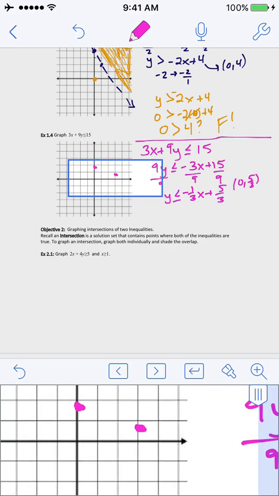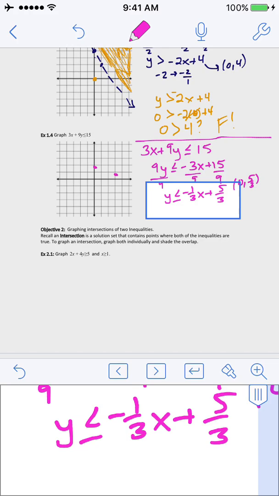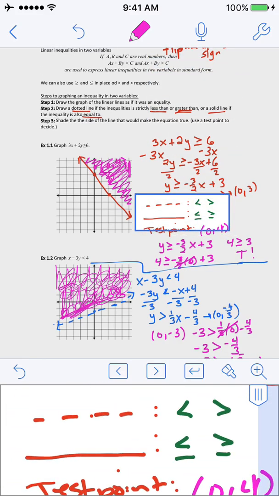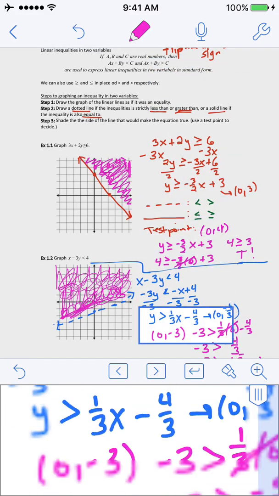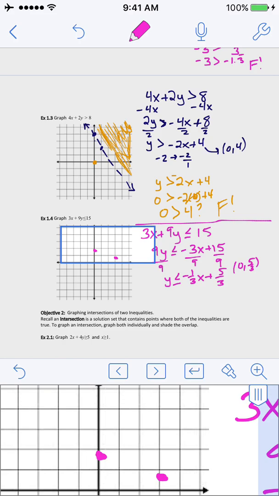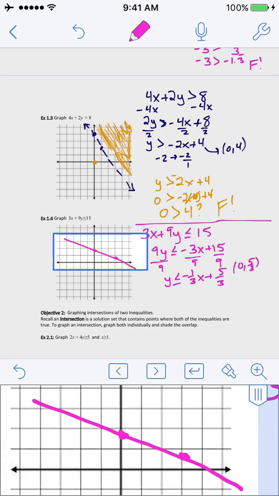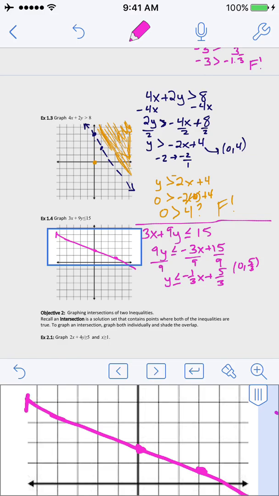Alright, so this equation is less than or equal to, which means that equal to is okay, which by our notes up here says that we need a solid line. Less than or equal to. So we're going to draw a solid line in between these two. I think I managed to get most of the graph, which is cool.